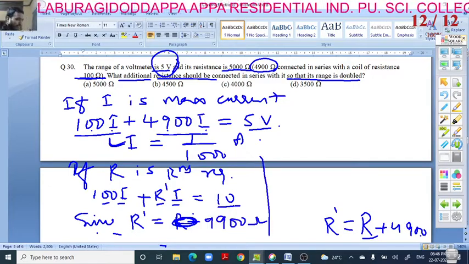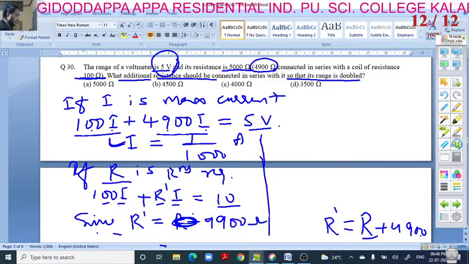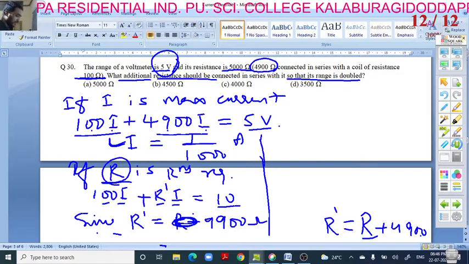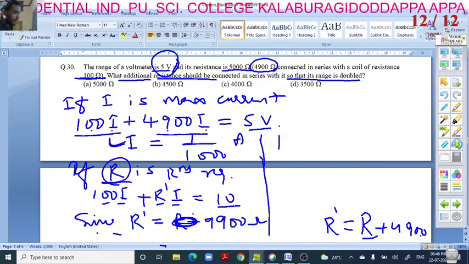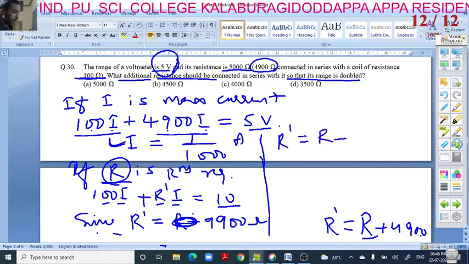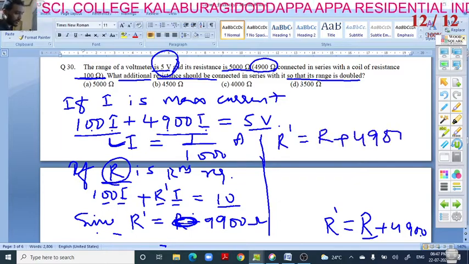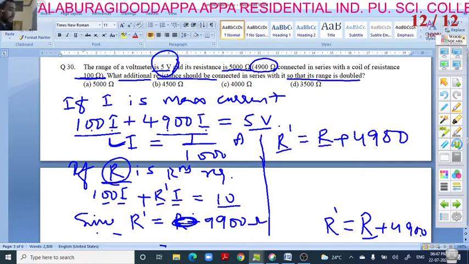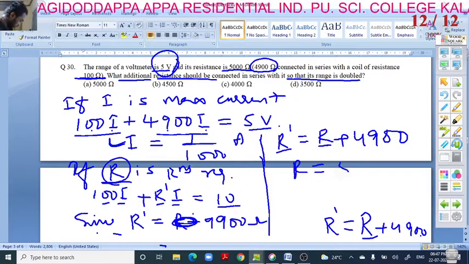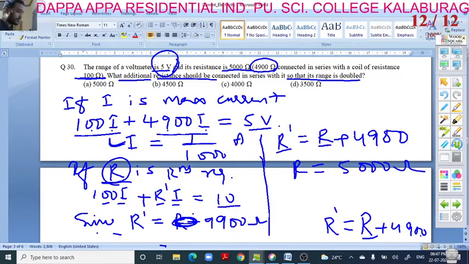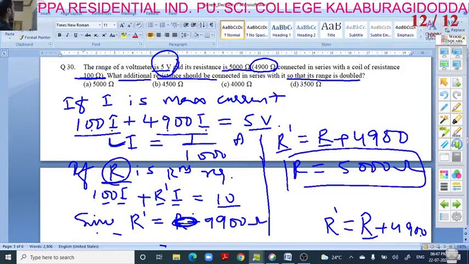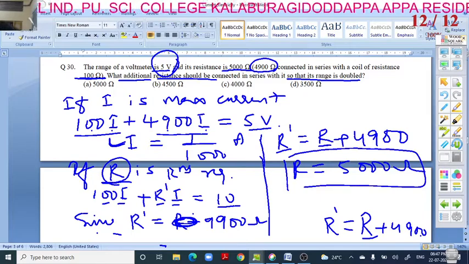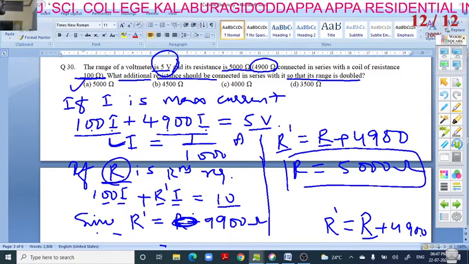Then what is the value of R? R is our required resistance. So now I will define R dash is equal to R plus 4900. R dash we got already, so that R becomes 5000 ohm. I hope you are understanding this, right? Okay, this is our solution. Our option is the first one.